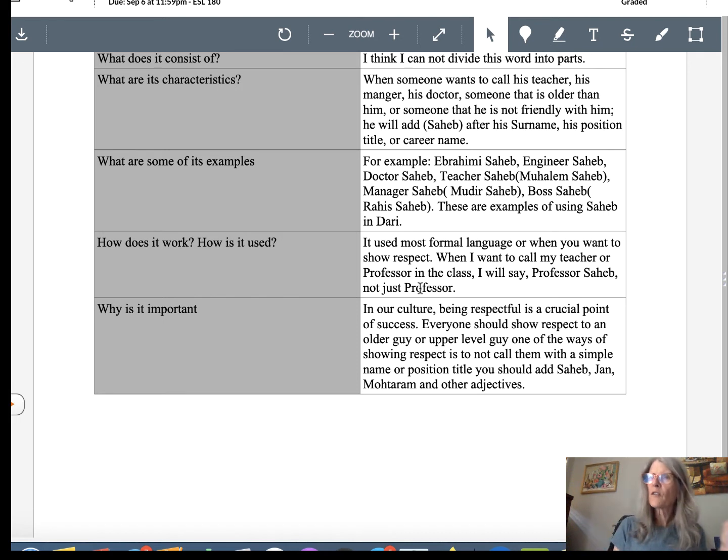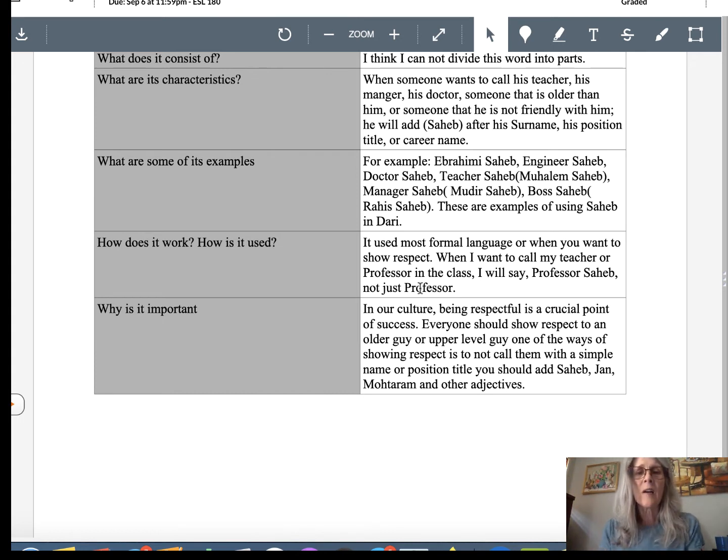Well, you use it in formal language or when you want to show respect. If I want to call my teacher, I don't call that teacher just professor, I call Professor Sahib, which is beautiful, by the way, Mohammed. I love other languages that show this kind of respect to people. It's really nice. I think we've lost that in a lot of cultures. In the United States and in many Western English-speaking worlds, what do we say? We say sir or ma'am, right?